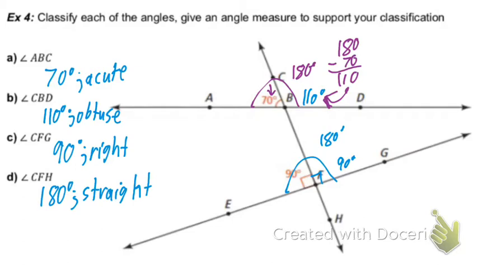Great question. So Ryder's asking, okay, so a lot of these we were able to tell kind of looking at them, because we were given some measurements. But what happens if we were missing 70 degrees? Would we use a protractor? What would we do?